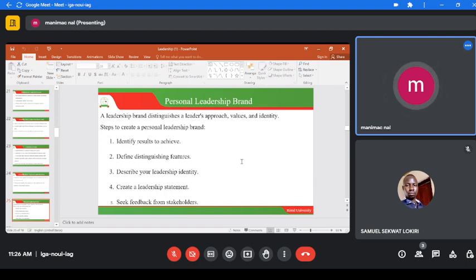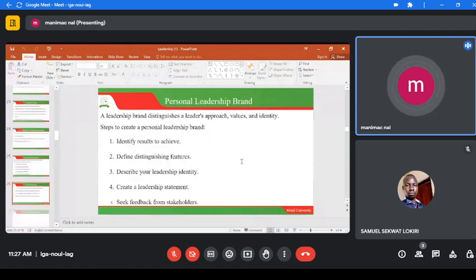Number one, identify the results to achieve. As a leader, to create your personal leadership brand, you need to identify the results that need to be achieved. Number two, define distinguishing features. What is going to distinguish you from others? Number three, describe your leadership identity. Most leaders, when they come, define who they are. I hear some leaders in politics say, I hear people power, etc. Number four, create a leadership statement. You define who you are and what you're going to do. Number five, seek feedback from stakeholders, because it is always important for us to get feedback from the stakeholders.